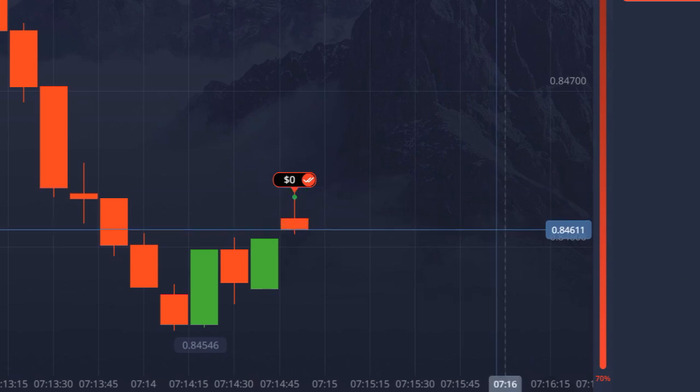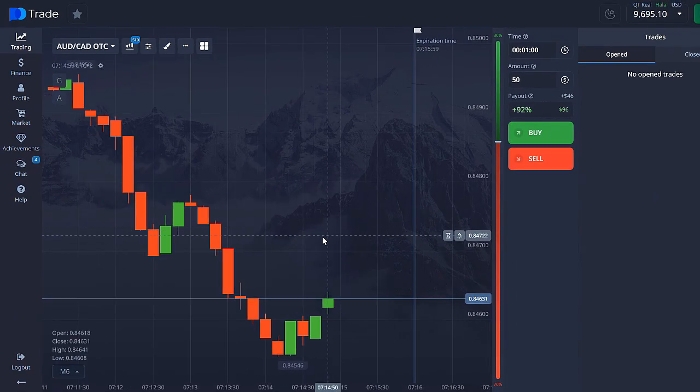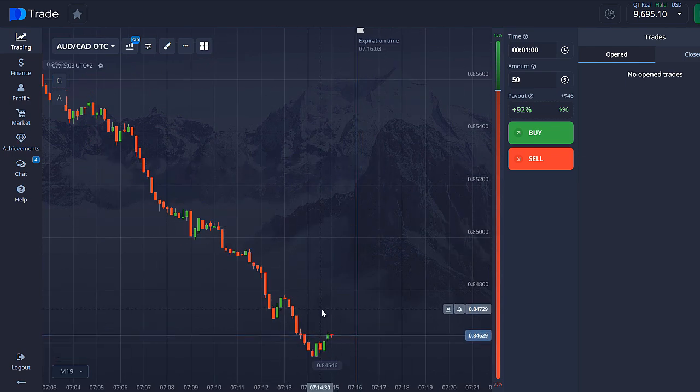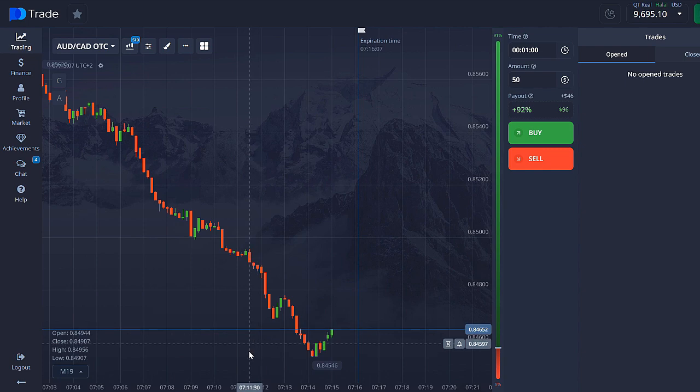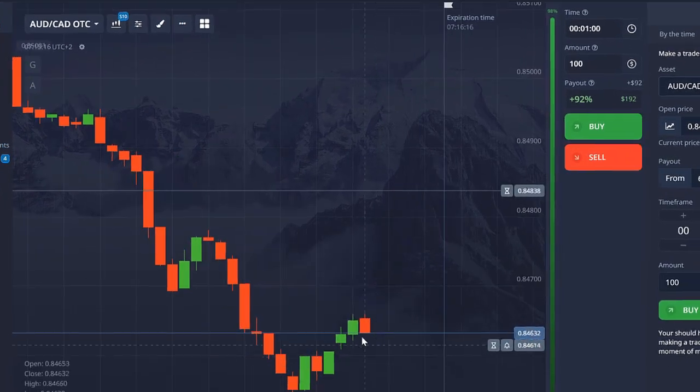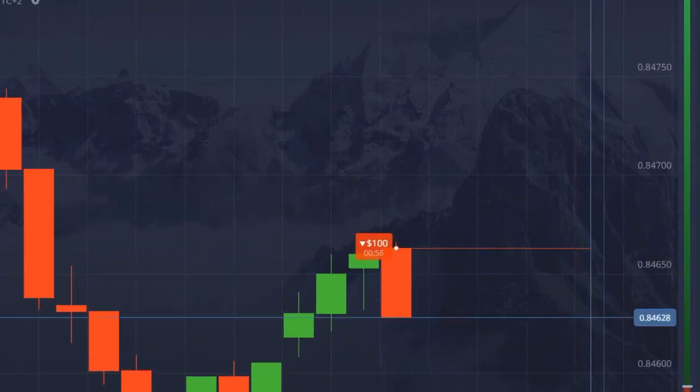In the last second, the price jumped and we closed at a loss. However, it doesn't seem like a good option. Let's increase the trade amount and open another trade for a decrease. Let's double. Yeah, it's okay. Selling.